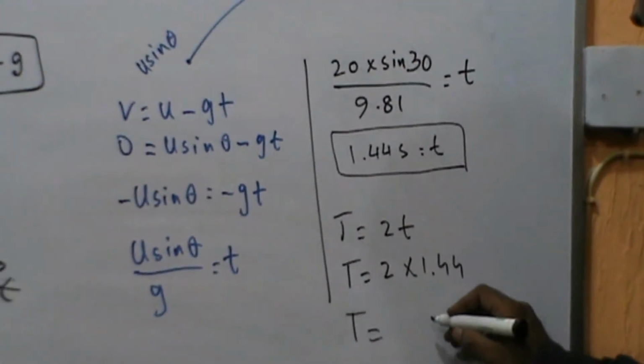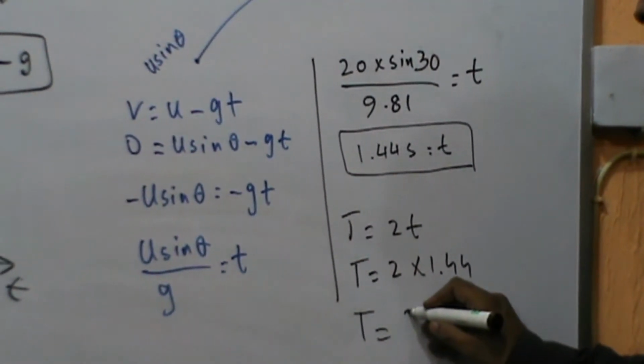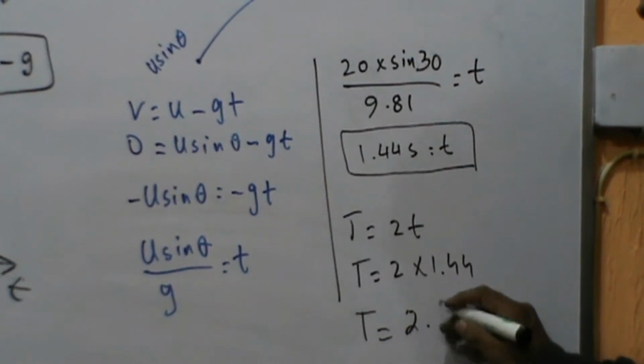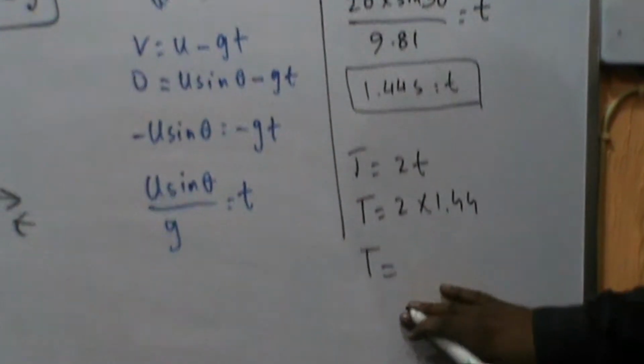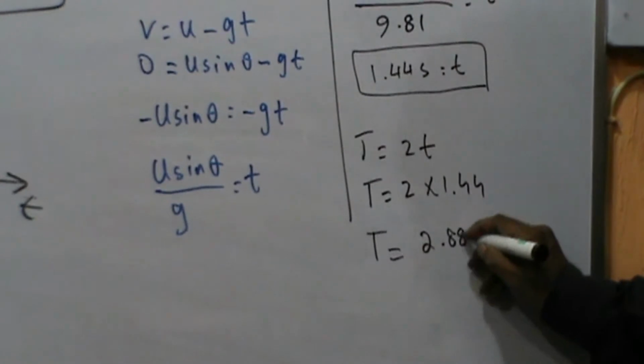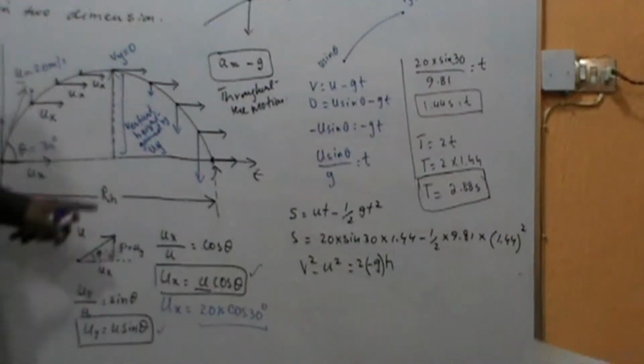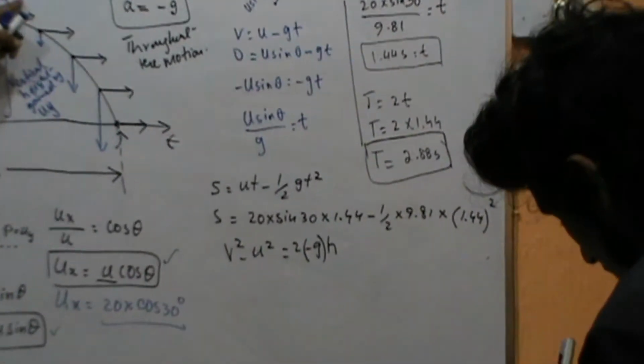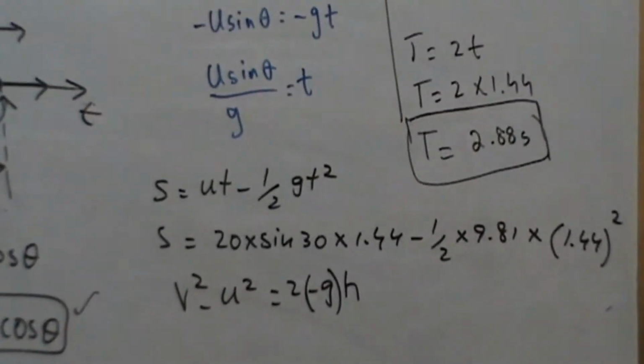So what's the total time of flight? It will be 2.88. It's 2.88.